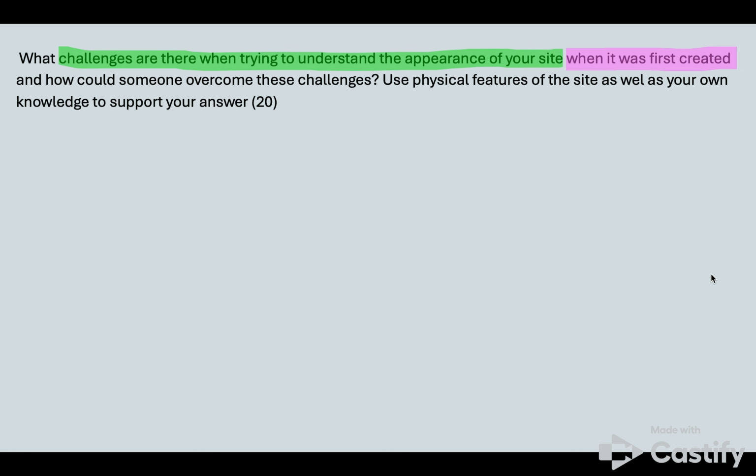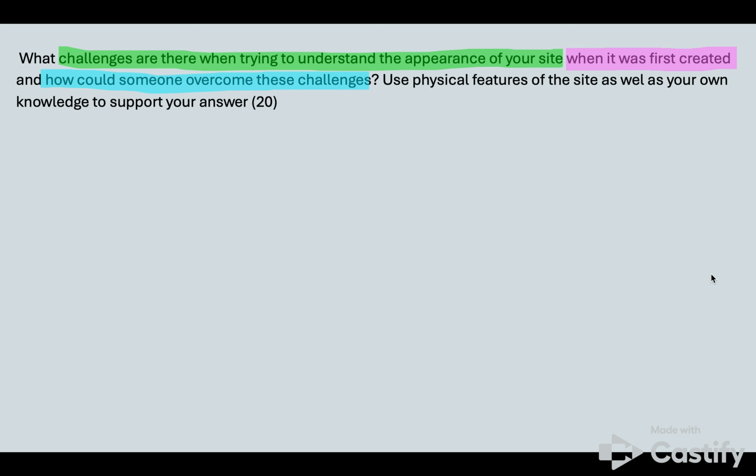So similar to the point we made about the previous question, first created, that's talking about the 1120s. That's talking about Geoffrey de Clinton. So what are the problems? What are the difficulties for us in trying to imagine, trying to understand what it looks like then? And second part of the question, how could someone overcome these challenges?